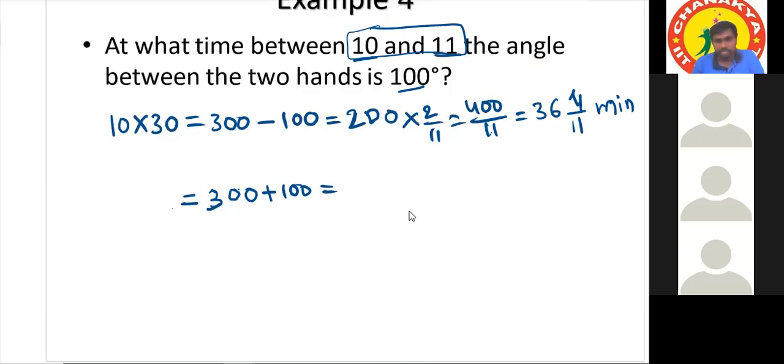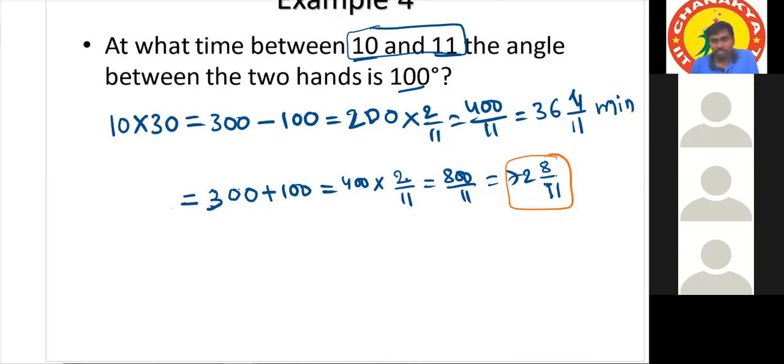And the other is 800 by 11 into 2 by 11. 800 by 11 is equal to 72 8 by 11, right? Yes, sir. Then what is your doubt in this, Ananya? Sir, won't it be the next hour, since already 60 minutes have passed? Sir, it is 72 minutes, that is more than an hour. Is it between 10 and 11? Yes, sir, that's my doubt.